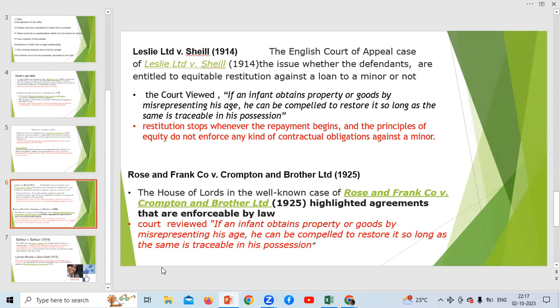ती प्रॉपर्टी त्याच्या पोझिशन मध्ये पाहिजे तेव्हाच ती रिस्टोर होऊ शकेल. रिस्टोर ऑफ पोझिशन हा इम्पॉर्टंट इश्यू आहे. जर ती प्रॉपर्टी त्या मुलाच्या, जो अंडर एज मायनर आहे त्यांनी ते कॉन्ट्रॅक्ट केलेलं आहे, जर त्यांनी ती पुढे विकली असेल किंवा कुणाला तरी दिली असेल आणि थर्ड पार्टी जर ते पोझिशन करत असेल तरी रिस्टोरेशन होणार नाही. Restitution stops whenever the repayment begins. The principle of equity does not enforce any kind of contractual obligation against a minor.